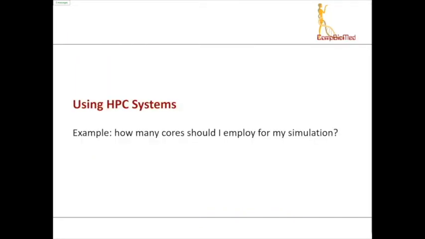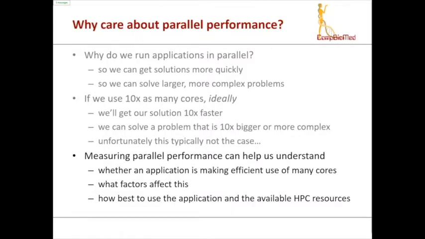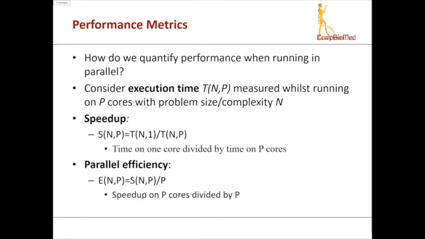So how do we use these HPC systems? Specifically, if I've got a simulation, how many cores should I use? Measuring performance is the key way to determine how many cores you should use for any given application and a given simulation that you intend to run. And we monitor the performance using three metrics. One is the execution time, which is simply the time running for a particular problem on a particular number of cores.